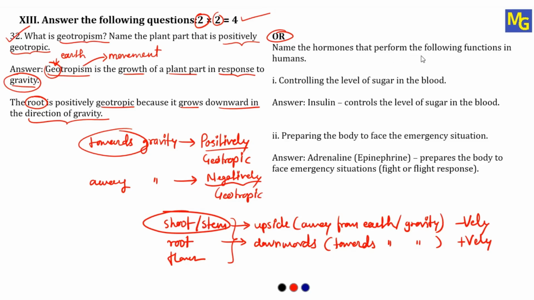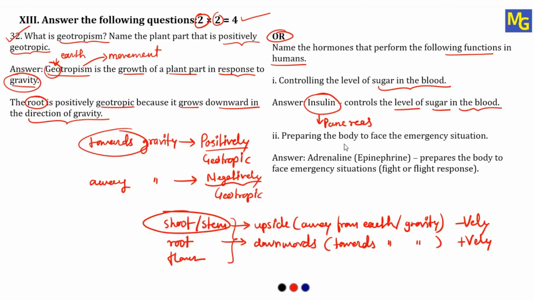Name the hormone that performs the following functions in humans. First is controlling the level of sugar in the blood. Simple, the hormone is insulin. Insulin is secreted by the pancreas, and this hormone helps to control the level of sugar in the blood.